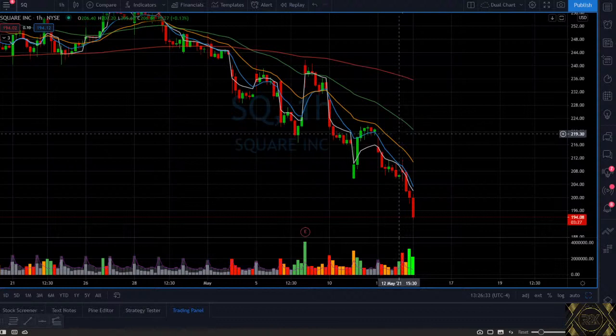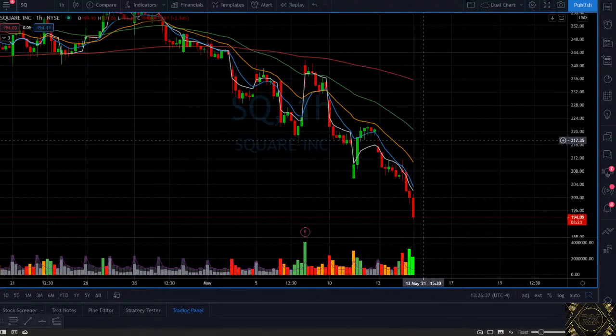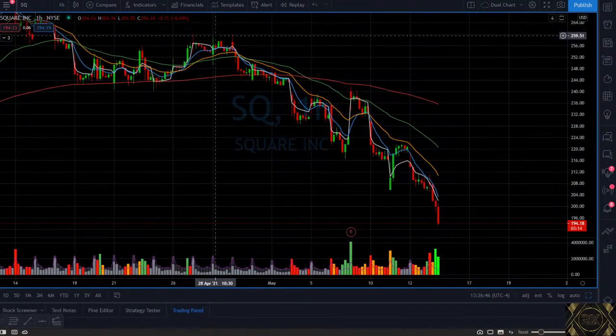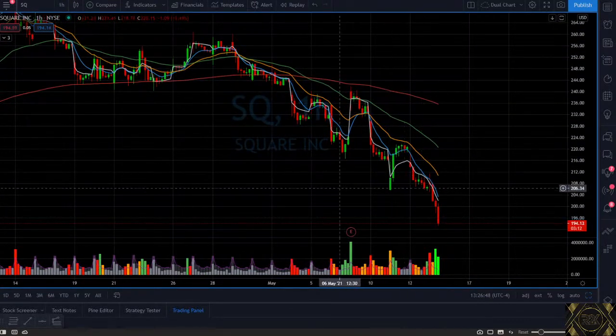So there's SQ on the 1 hour. This is actually pretty insane. I'm actually surprised that SQ fell below 200. Matter of fact, it was at 250 just a couple days ago. So this is a pretty tough one.